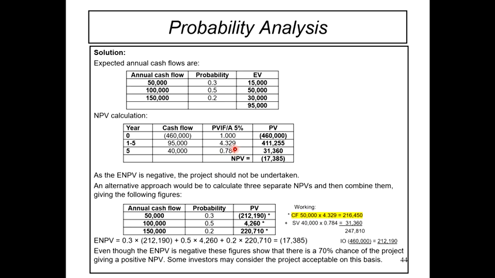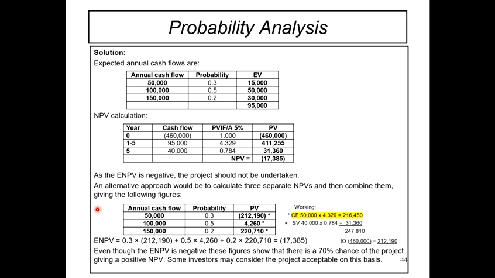So you darab lah, you akan dapat PV. So you punya NPV is negative. Okay, bila NPV negatif, sepatutnya company ni tak ambil lah projek ni. Okay, so tengok ni, as the expected NPV is negative, this one 17,385, the project should not be undertaken.